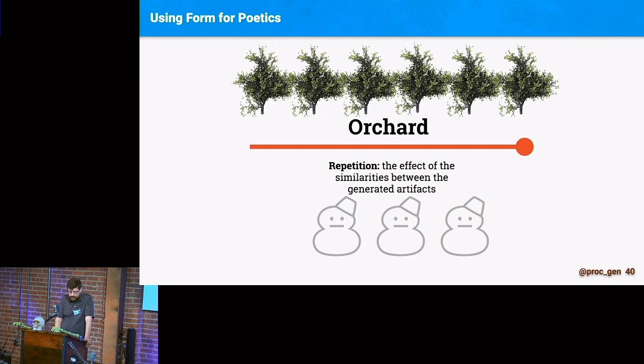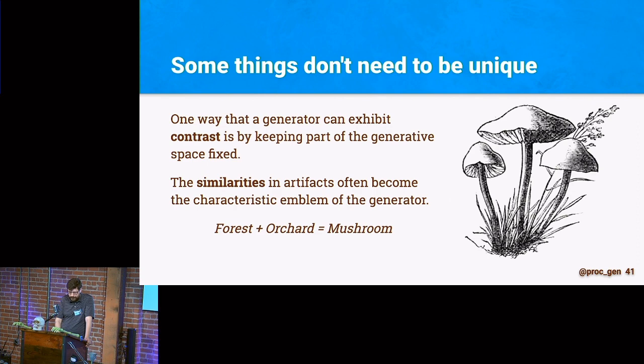So one additional way, building on top of this, I've been thinking about is talking about the repetition, where it's not about the shape of the experience so much as how the individual elements are similar to each other. I talked a bit before about the things the generator holds fixed, and how these similarities can often become the characteristic emblem of your generator.